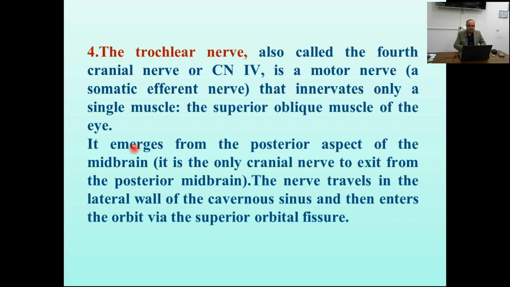The fourth cranial nerve is called the trochlear nerve. It's a motor nerve, somatic efferent, that innervates only a single muscle, the superior oblique muscle of the eye. It emerges from the posterior aspect of the midbrain. It is the only cranial nerve to exit from the posterior midbrain. The nerve travels in the lateral wall of the cavernous sinus and then enters the orbit via the superior orbital fissure, supplying the superior oblique muscle.